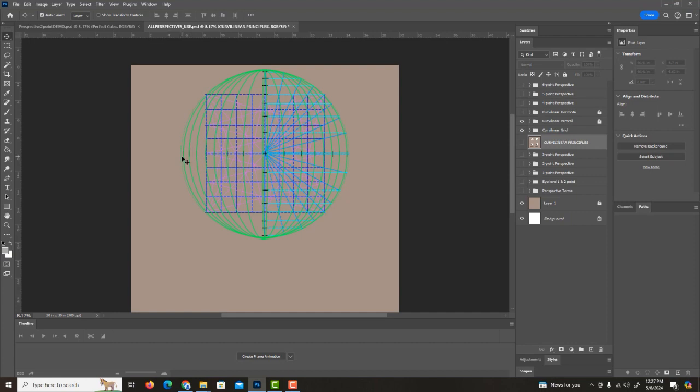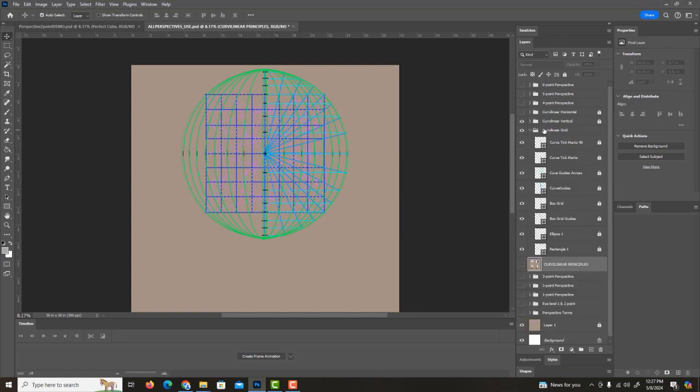So when you use the horizontal tick marks, you can get your vertical spherical guides. And you're just creating spheres that line up with the tick marks. You can see the tick marks underneath here. So that is your curvilinear grid now.